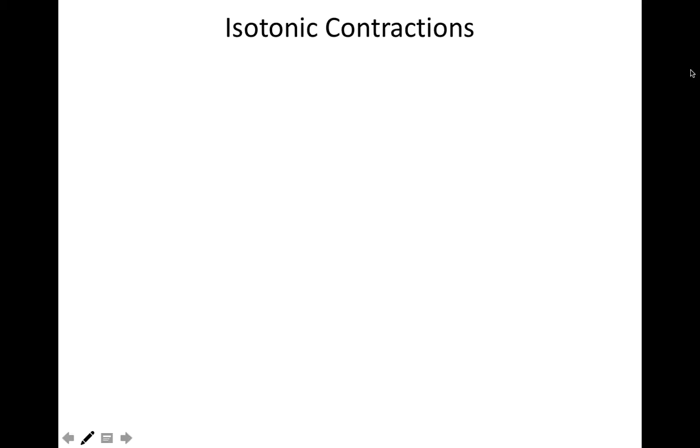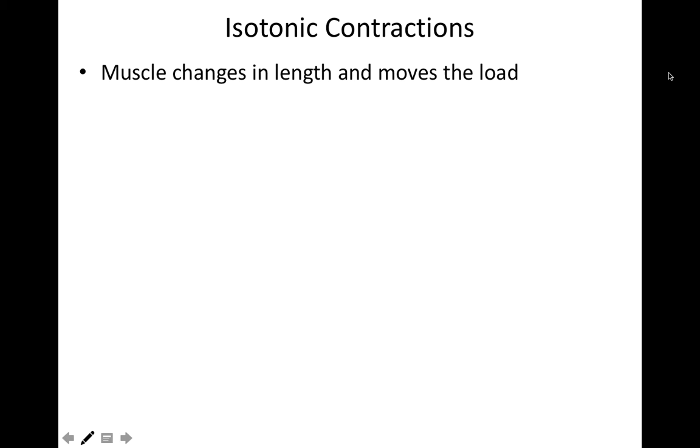So let's talk about how a contraction works in the muscle as a whole instead of at kind of the myofilament level. So we have what are called isotonic contractions. This is what you would think of as a muscle contraction because the muscle does change in length and it moves the load that is on it.